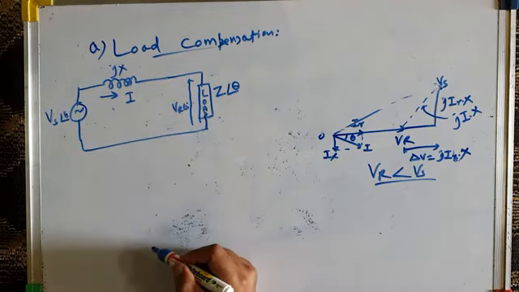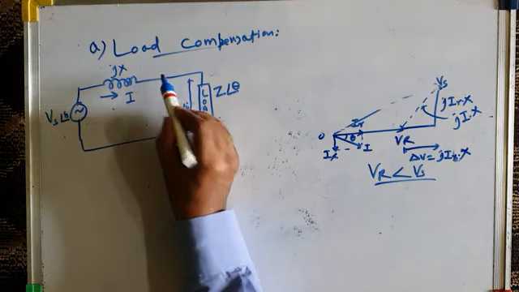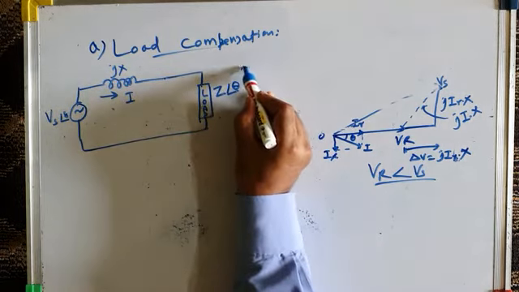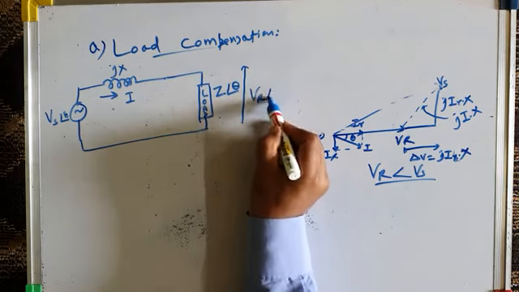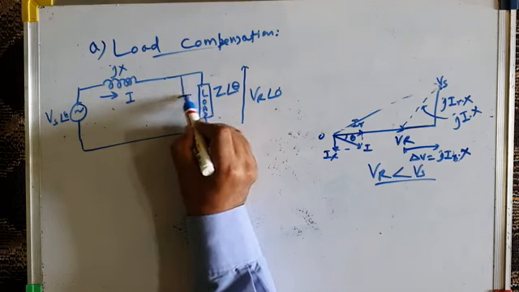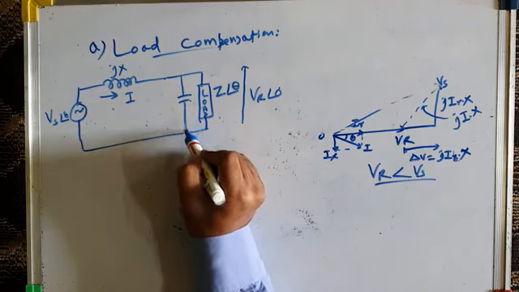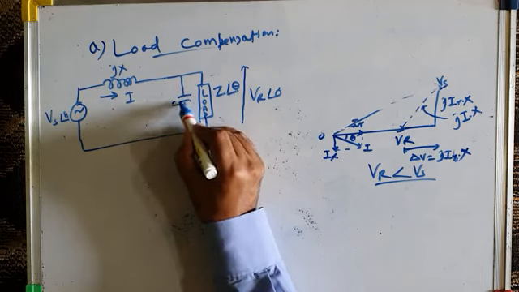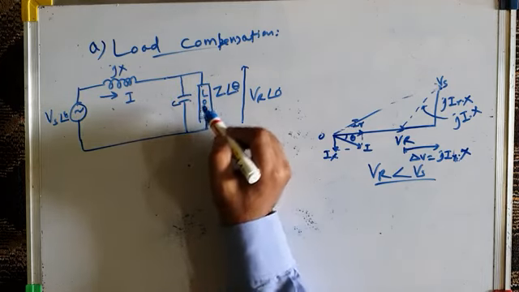and the receiving end voltage here is VR at an angle of 0 degree. What we do in load compensation is compensate the load itself. We connect a shunt compensator across the load. Here I am showing a simple capacitance or capacitor bank connected across the load. It could be an active compensator also.